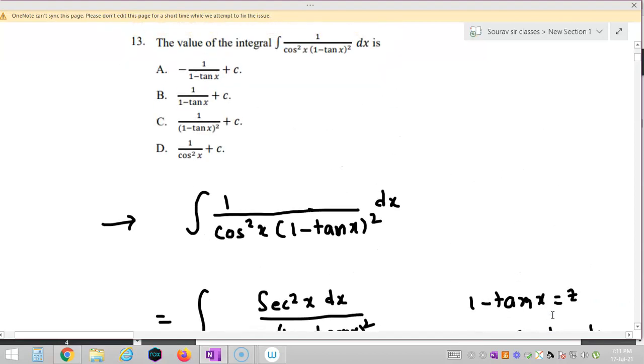So let us see the options. 1 by 1 minus tan x plus c is our option B. So option B is our correct option. So we have solved this question. It was an easy question. So let's solve question number 14.